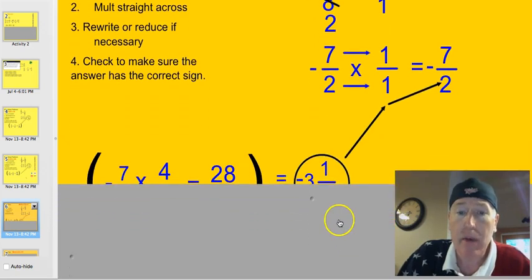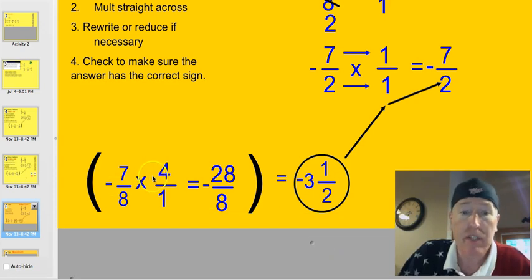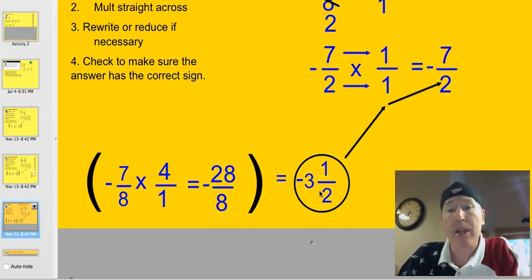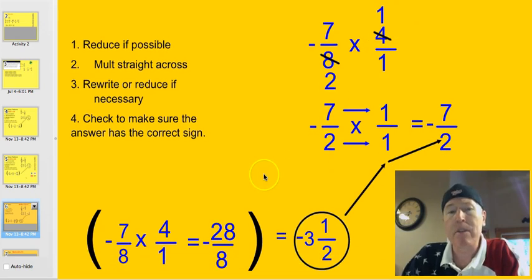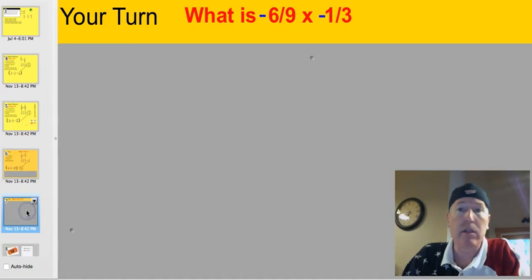I did it the other way in the bottom if you didn't want to reduce it. Negative 7 times 4 is a negative 28. 8 times 1 is 8, so you have negative 28/8, which when reduced, both answers are negative 3 1/2. Let me just check to make sure I have my sign correct. I have a negative times a positive. Yeah, that's going to be a negative. All right, one more pause problem, then I'll get you the ticket and the trivia.